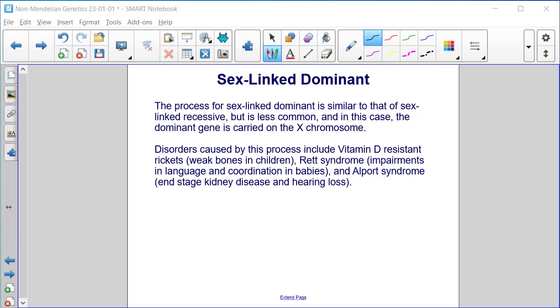The process for sex-linked dominant is similar to that of sex-linked recessive, but is less common, and in this case, the dominant gene is carried on the X chromosome. Disorders caused by this process include vitamin D-resistant rickets, weak bones in children, Rett syndrome, which results in impairments in language and coordination in babies, and Alport syndrome, end-stage kidney disease and hearing loss.